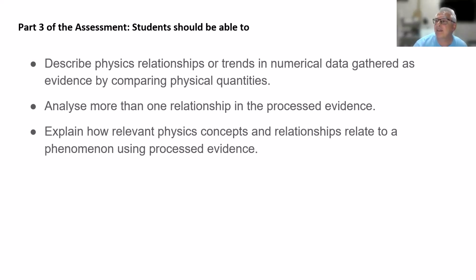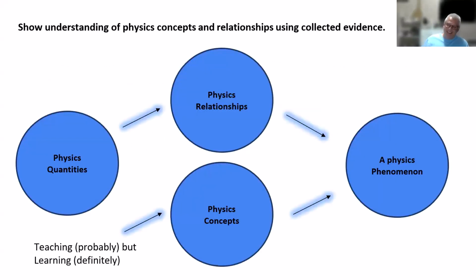But anyway, keep going. So, simple flowchart. This is the simple flowchart of what students have to do to gain PESS 1.2. They've got to take some physics quantities and gather some physics relationships. They've got to have learnt, or I hope been taught, some physics concepts, and they've got to combine all that together to actually explain a physics phenomenon. Now, obviously, there's varying levels of that in terms of achievement and excellence.